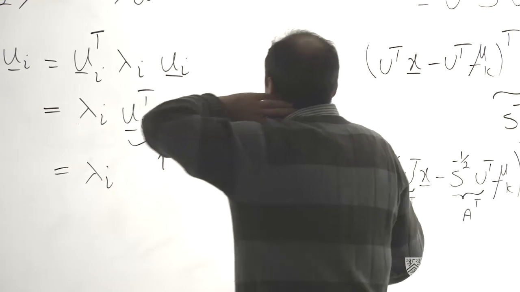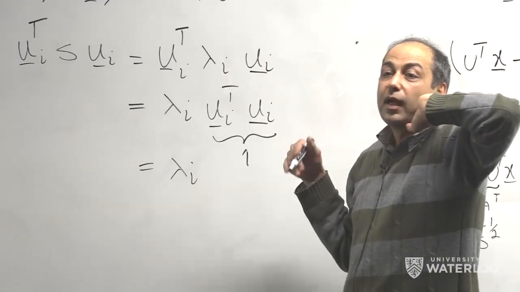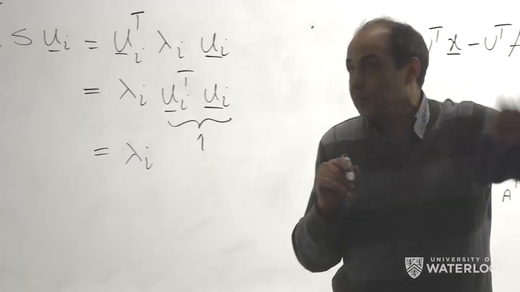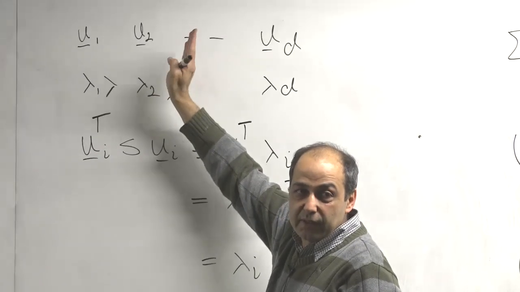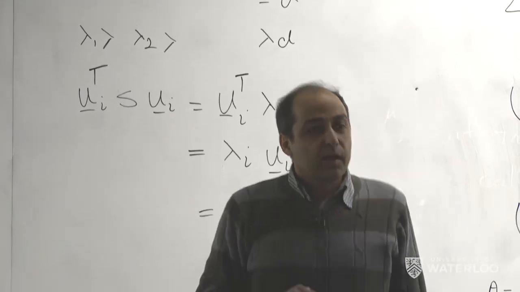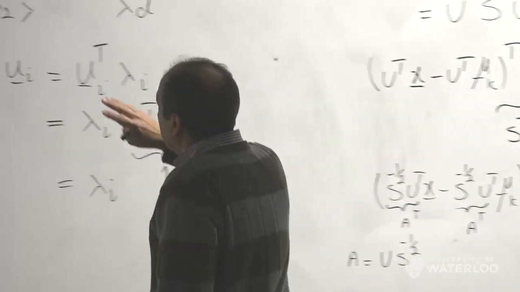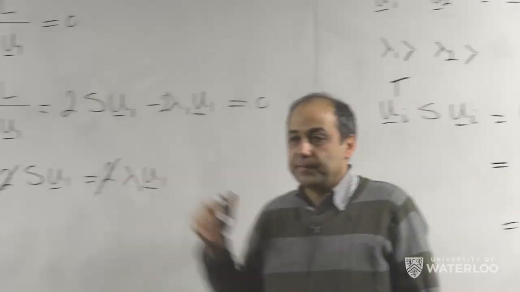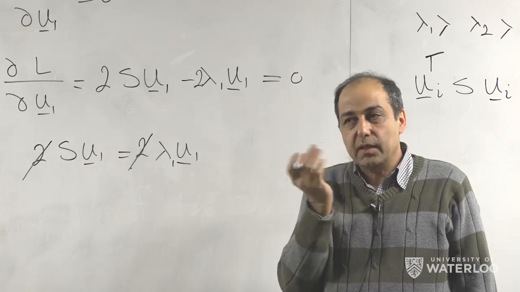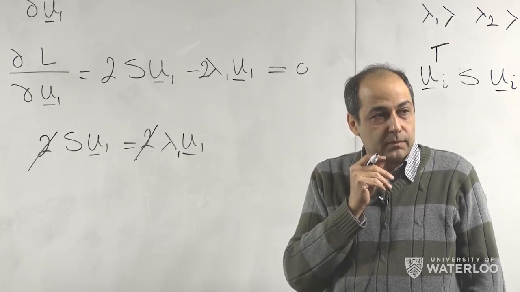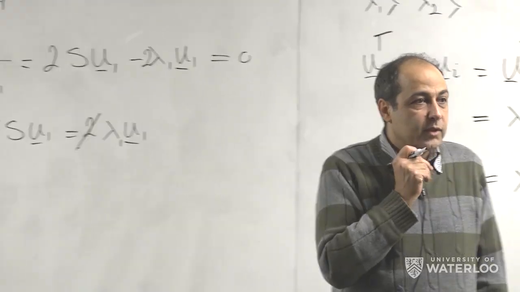With the same method, you can prove that the direction of second maximum variation is u2, and the direction of third maximum variation is u3, and so on. Basically, if you want to do principal component analysis, you just need to do eigen decomposition of S and find the eigenvectors. Okay? Any question?